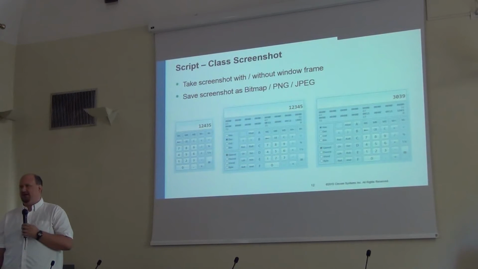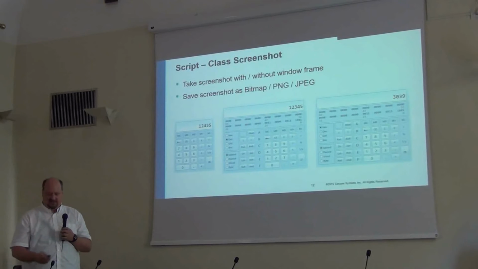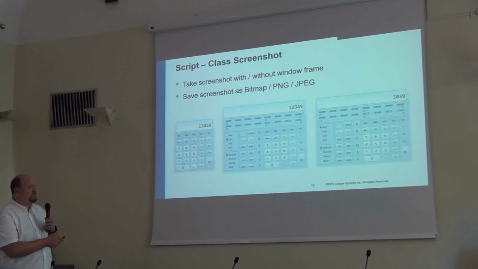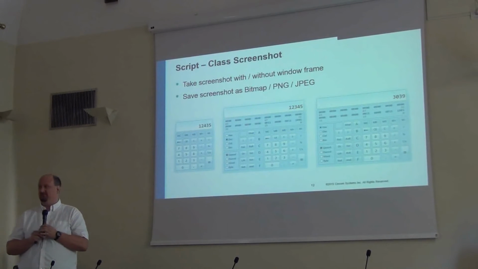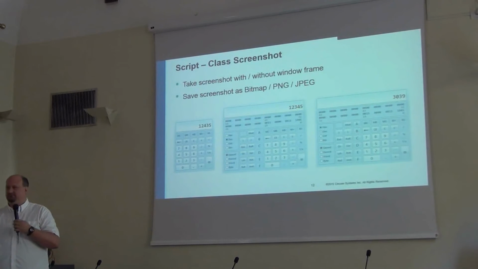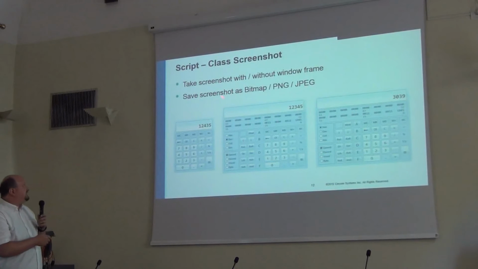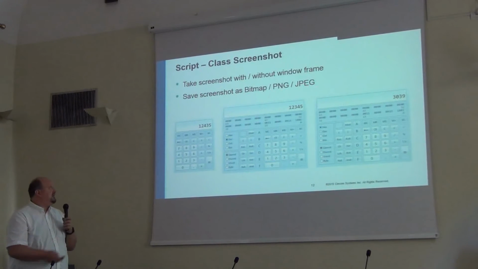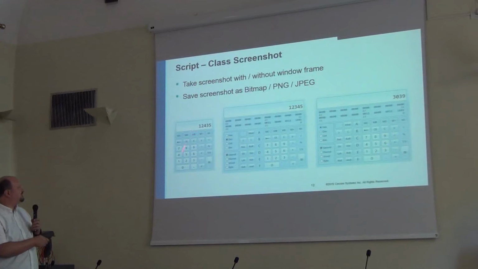So I told him, I'm not going to change it, I'm not going to fix it, we will return to this at a later date. I can guarantee that. So we can shoot screenshots without frames. Problem solved. Works every single time now. We can save the screenshots as bitmap, PNG, and JPEG. And here are just the different screenshots from the calculator.